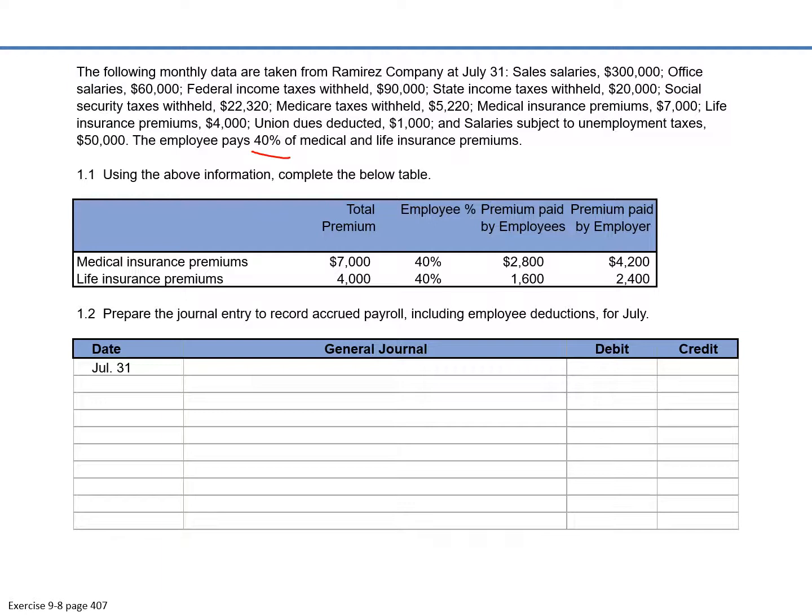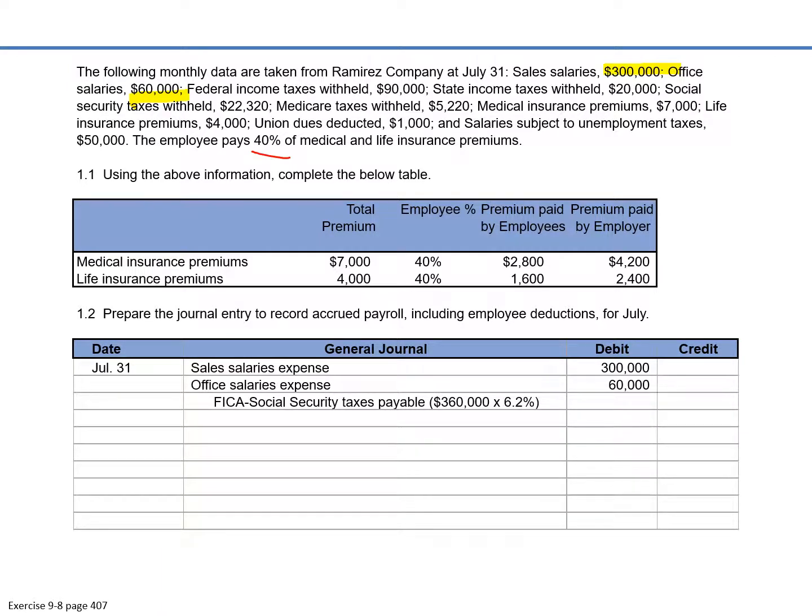Then they want us to prepare the journal entry to record the accrued payroll, including the employee deductions for July. So we have salary expense for sales of 300,000, so we want to debit salary expense for 300,000. We have office salaries of 60,000. So we have our 300 and our 60. Federal income taxes withheld that are going to get remitted to the state, so we want to credit federal income tax. That'll be somewhere here. Let's move on to FICA. They don't have it in the same order as the problem.